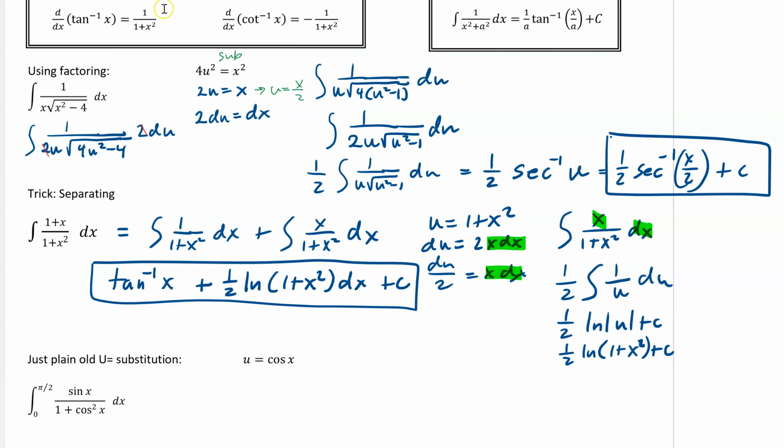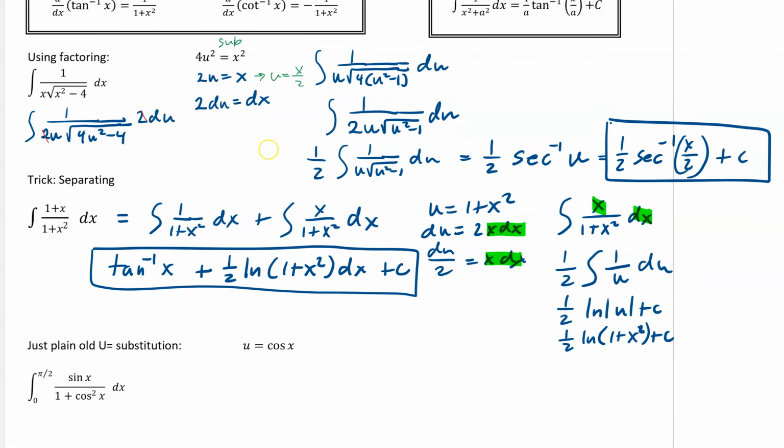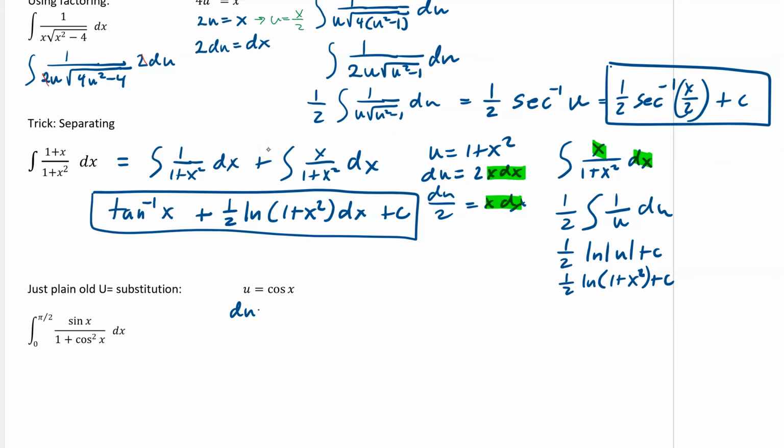I have a 1 over 1 plus x squared. Why don't I make cosine equal to u, and that'll turn into a 1 plus u squared. And then I can do my inverse tangent. Let's see if it works. So du equals negative sine x dx, and there's our sine.